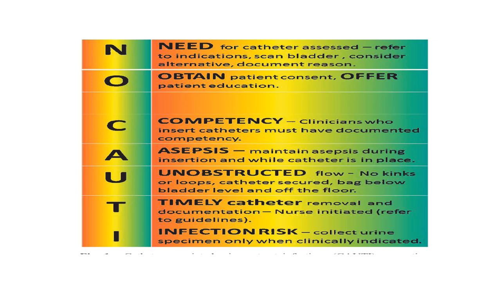Unobstructed flow. That is, there should not be any blocking, any kinking, loop. Okay, and catheter is secured. That is, you should be secured to the body of the patient. You can secure it on the thigh or anywhere, so that the catheter is not pulled.